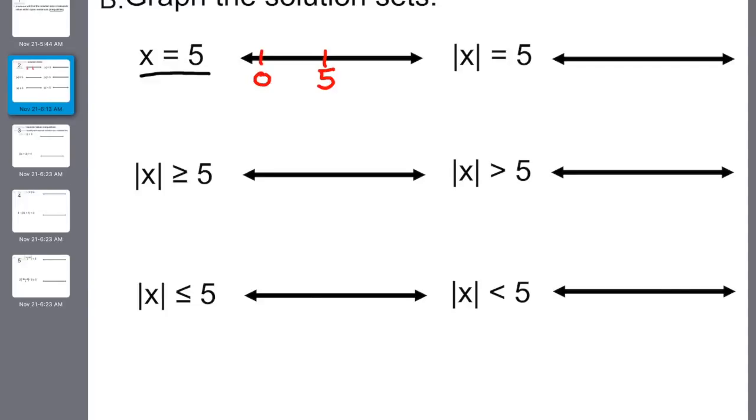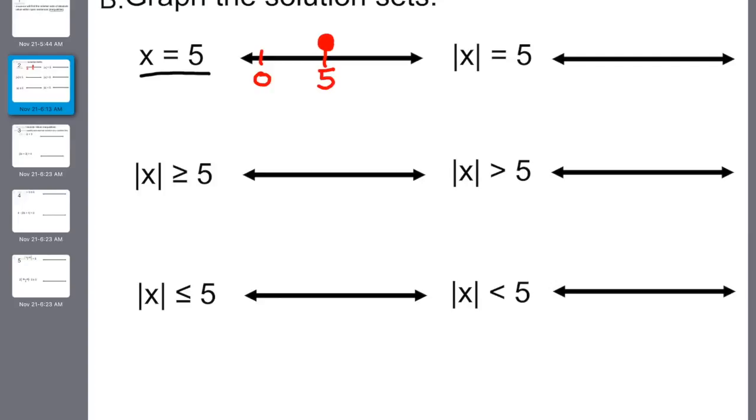You could even put a second value, say 0, so we know our number line is going the right way. And we would put a closed circle. Remember, this closed circle represents that 5 is inclusive, or included in the solution set. But our answer is just x equals 5.